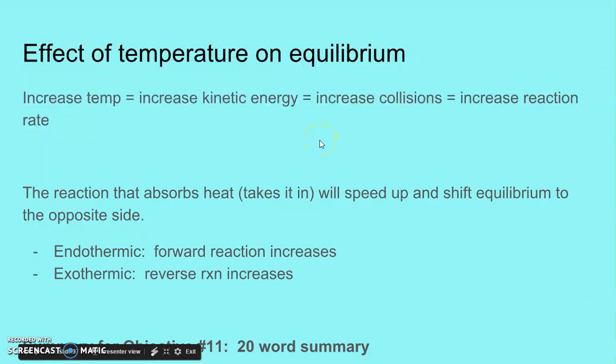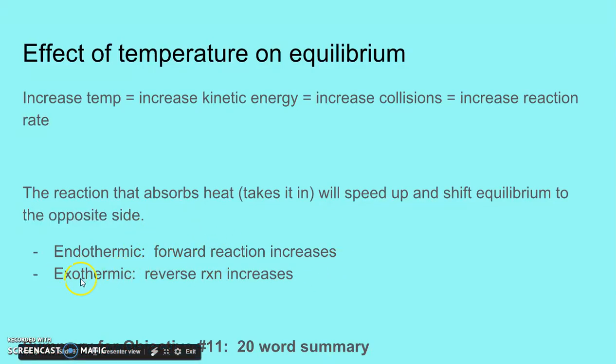The effect of temperature on equilibrium, we've already kind of discussed. As I increase the temperature, I increase the kinetic energy, which just means there are more collisions, so the reaction occurs faster. Consider the reaction that absorbs heat, the one that takes heat in. If I give it heat, I'm giving that part of the reaction more of what it needs. That's going to speed up and shift the equilibrium to the opposite side. So in an endothermic reaction, my forward reaction increases because I'm now giving it the heat that it needs to react. So it's going to favor the products.